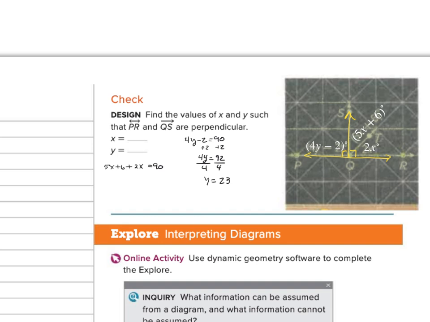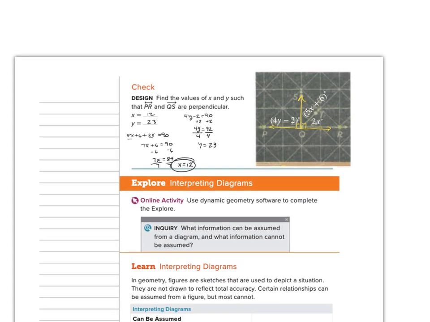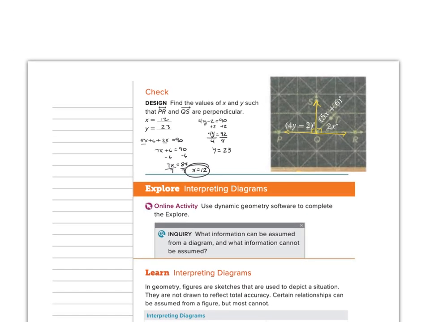And then x, combine like terms. I have 7x plus 6 is equal to 90. Subtract 6 from both sides. 7x equals 84, divided by 7. And x is going to be equal to 12. There you go, using the definitions that we have.